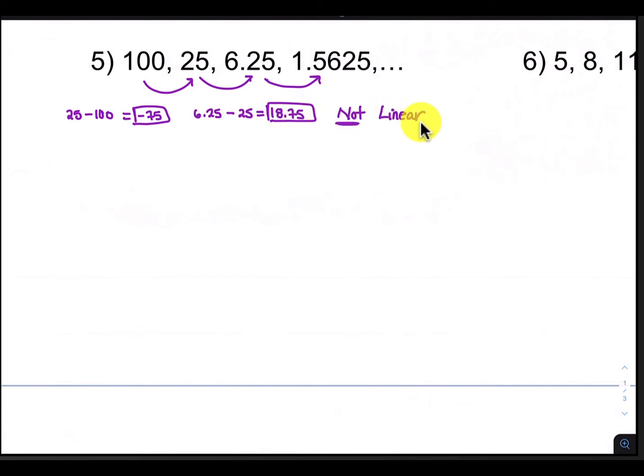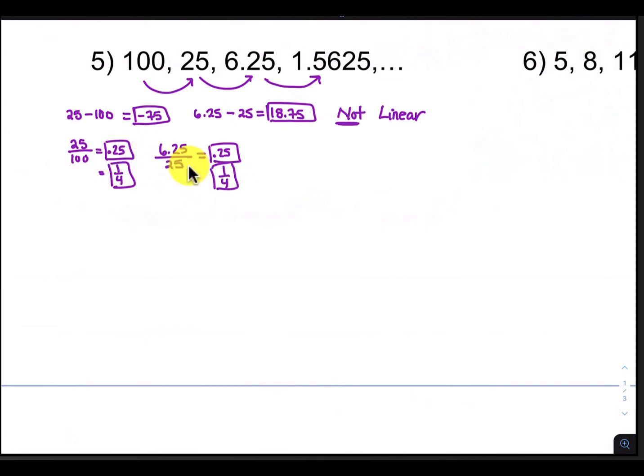Now let's explore multiplication. So to see if we're multiplying by the same amount, you take the second number of 25 and divide it by the first number of 100, and you get 0.25 or 1/4 as a fraction. Now take the third number and divide it by the second number. 6.25 divided by 25 is 0.25, which is 1/4 as a fraction.